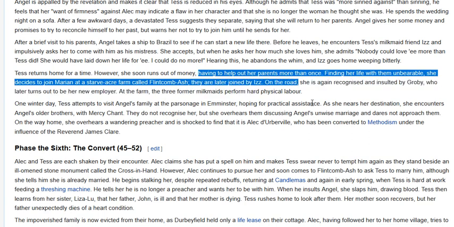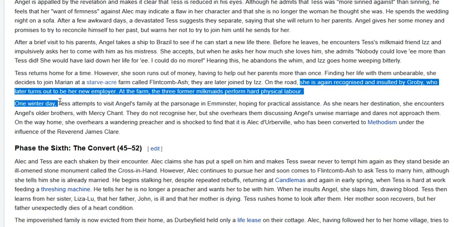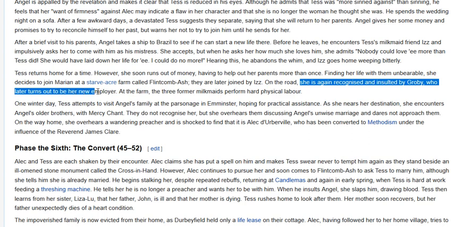On the road, she is again recognized and insulted by Groby, who later turns out to be her new employer. At the farm, the three former milkmaids perform hard physical labors.